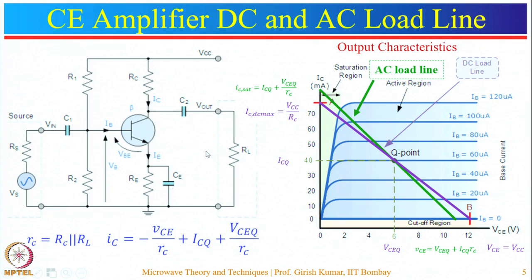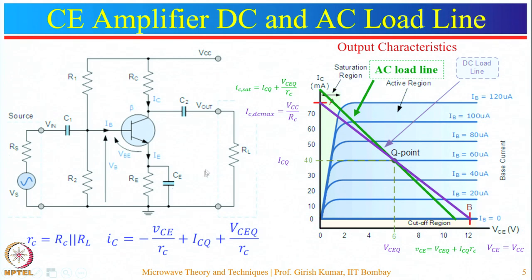In case of DC circuit, these capacitors will act like an infinite impedance, so they will not make connection with the output. So the impedance seen at this end will be only RC. However, in case of AC analysis, we short circuit all the supply sources and short circuit all the decoupling capacitors. So if this is shorted, then the impedance seen at this end will be the parallel combination of RC and RL, which is represented by small rc. So the impedance seen is different for the AC and DC analysis, and that is why the AC load line will be different than the DC load line.